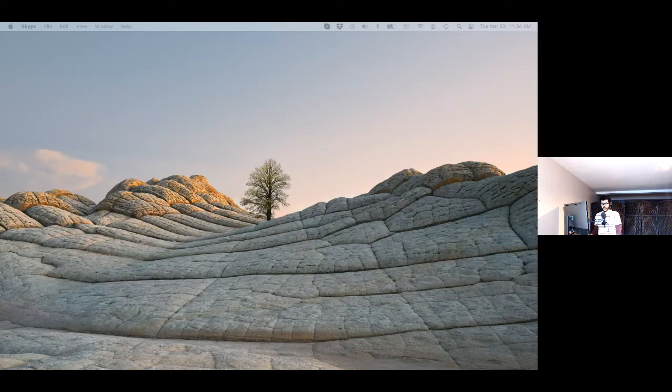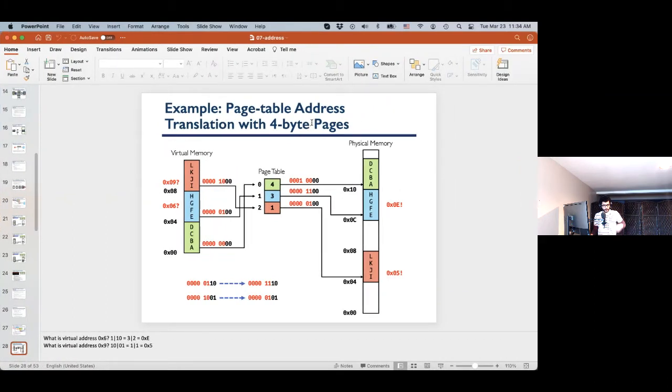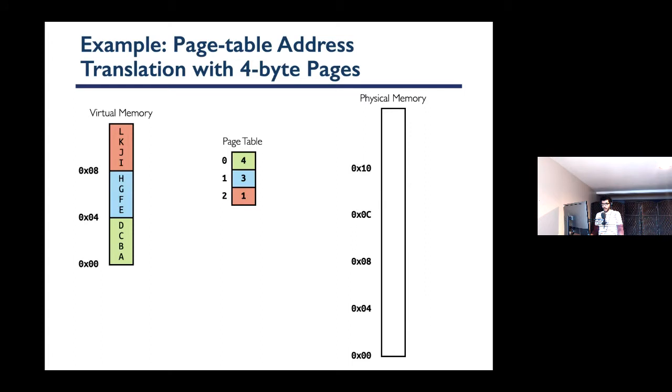So the last topic we talked about last time was paged memory. We were walking through this example. Let's assume that you have 4-byte pages. The first thing you have to notice is how many bits of index we need for 4-byte pages. Well, you need to address 4 bytes within each page. That means that you need 2 bits.